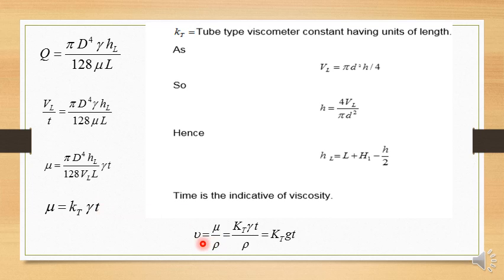If you are interested in the kinematic viscosity, this is the dynamic viscosity. If the kinematic viscosity nu is needed to be determined, then it is mu over rho. We are already familiar with this formula. So you divide by the mass density, and after simplifying it you will get kt g t, where g is the gravitational acceleration.